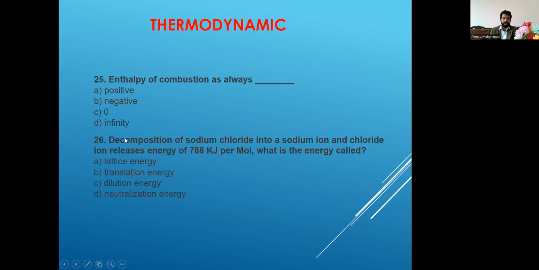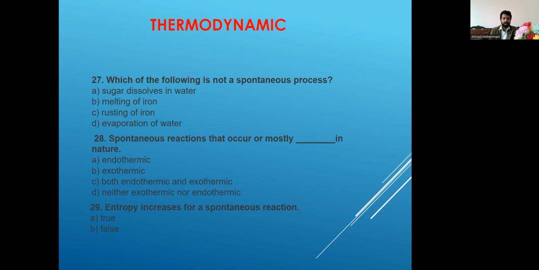For question 26, decomposition of sodium chloride into sodium ion and chloride ion releases energy of 788 kilojoules per mole. What is the energy called? It is called lattice energy, translation energy, dilution energy, neutralization energy. Actually, this energy is called lattice energy. So the first, A, is the right option for this question.